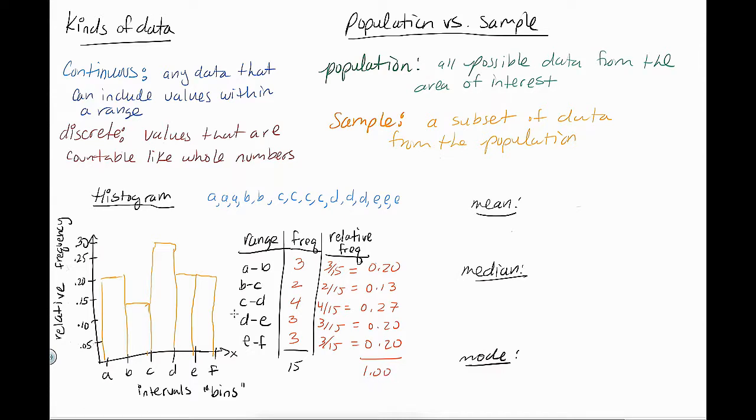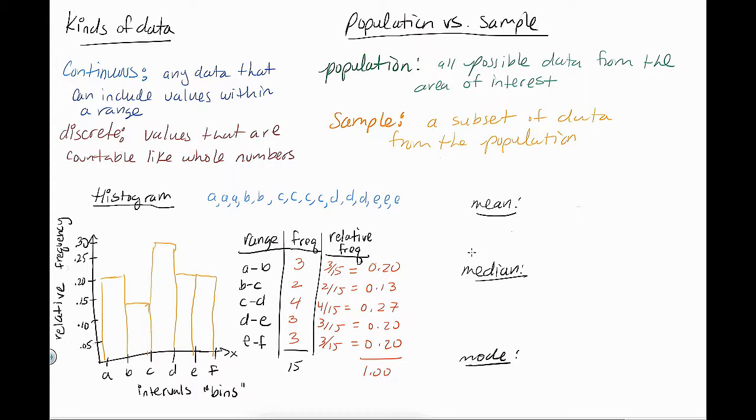That's okay. Then what I did here is I took those relative frequencies and I sketched them according to my relative frequency on the y-axis, which creates my histogram. So what's unique about a histogram is that you can actually look at these areas and they actually have meaning, whereas in a bar graph they don't.